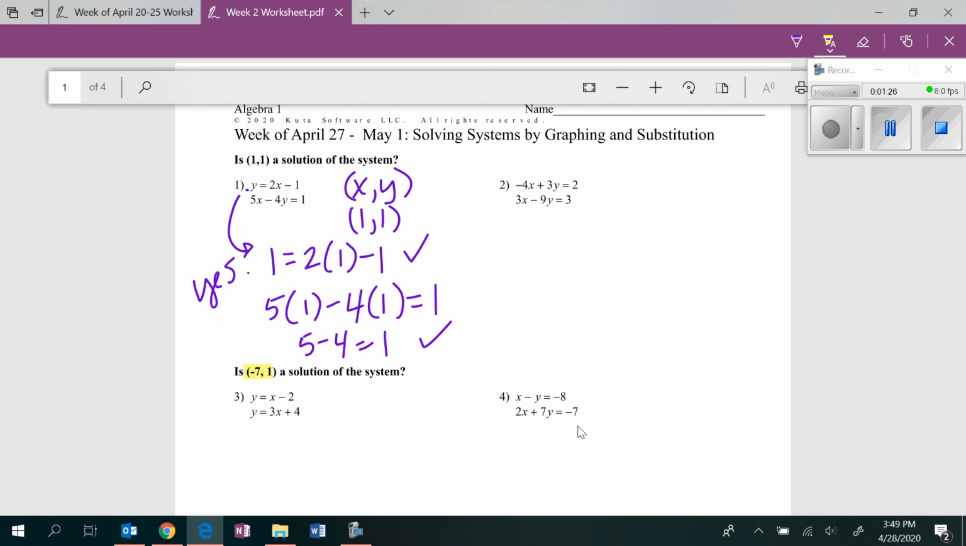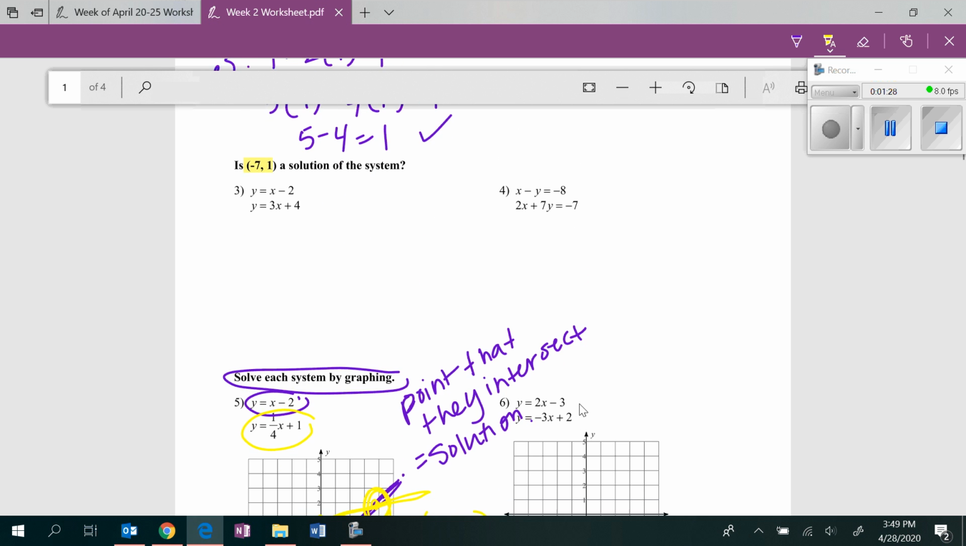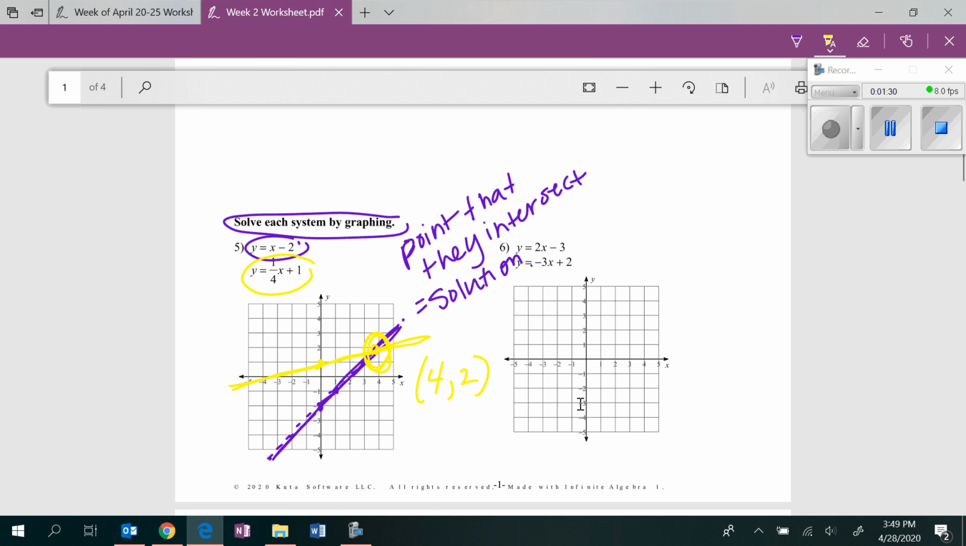As we move down, we talked about solving these systems by graphing. What you had to do was graph the equations that are shown, and they're already put into slope-intercept form for you, so pretty easy. That purple one that I drew has a y-intercept of -2 and a slope of 1. So you're going to go up 1, right 1, up 1, right 1, and that's your first line.